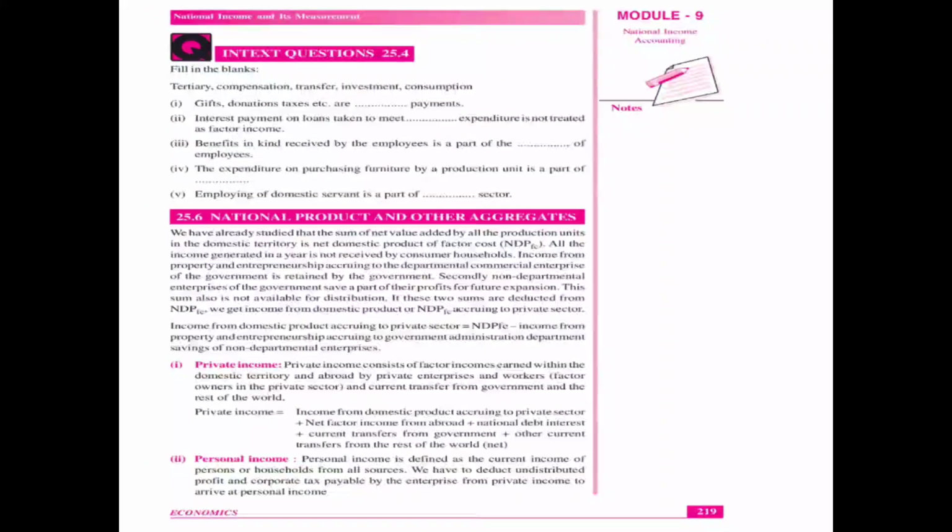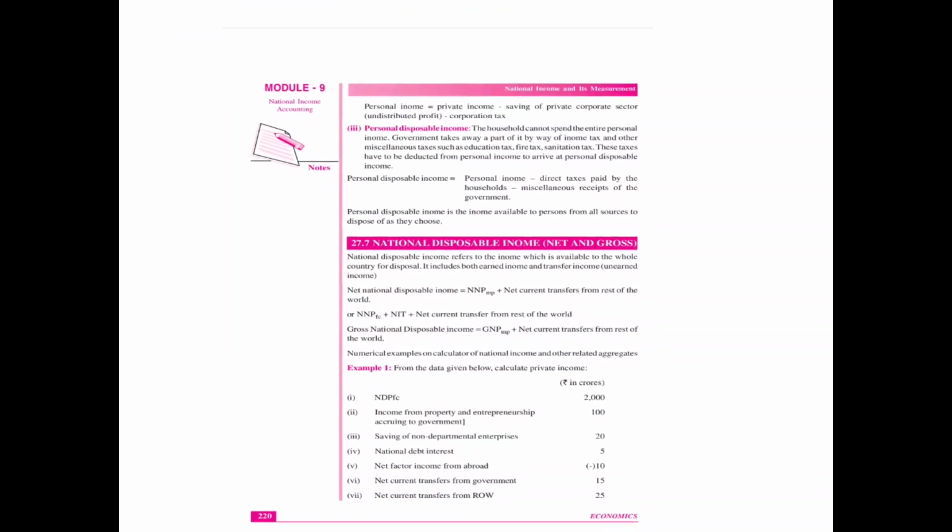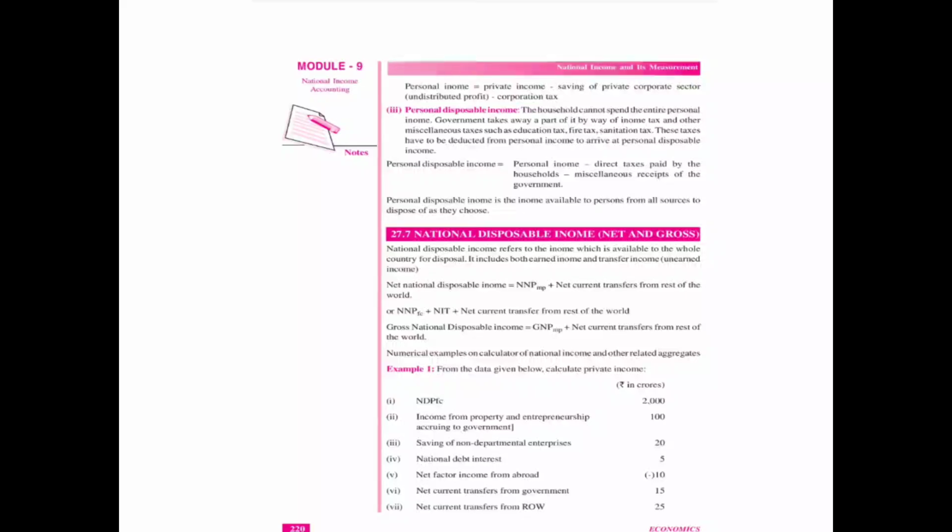National product and other aggregates mainly include private income and personal income. Private income is one of the most important incomes, earned within the domestic territory. Personal income is defined as the income of the household sector. It also leads to personal disposable income. National disposable income is calculated as net national income minus net current transfers to the rest of the world.